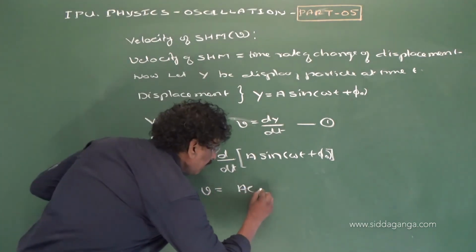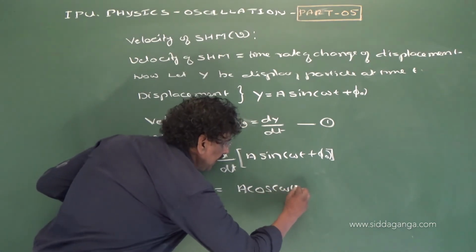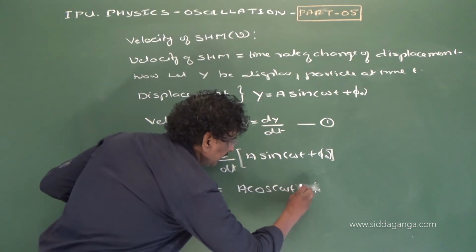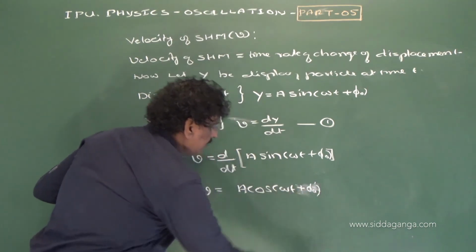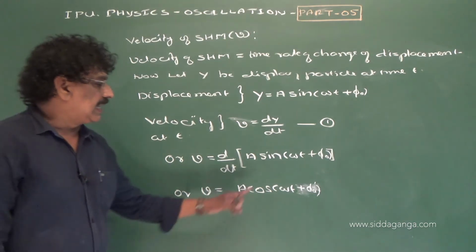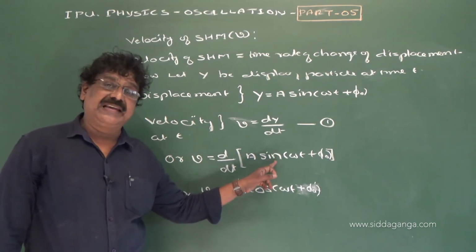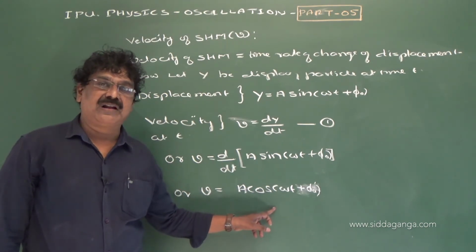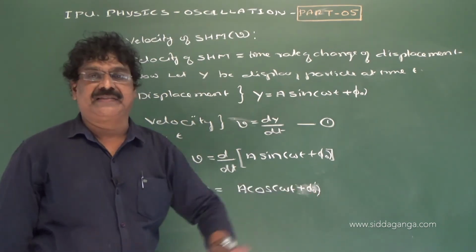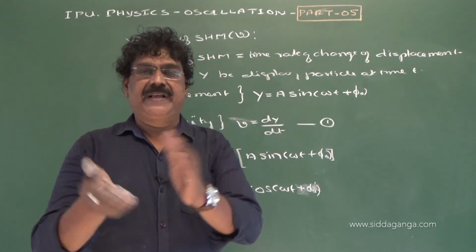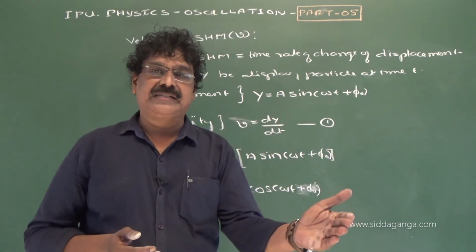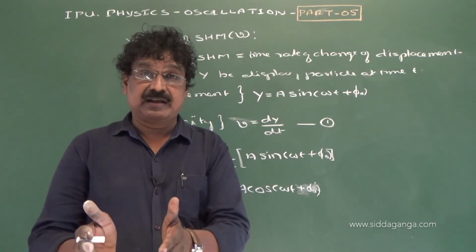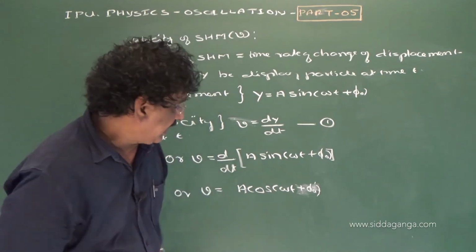a cos omega t plus phi naught, because the differentiation of sin theta is equal to cos theta and differentiation of cos theta is equal to minus sin theta. Remember that. Differentiation of sin theta is equal to cos theta. Differentiation of cos theta is equal to minus sin theta.